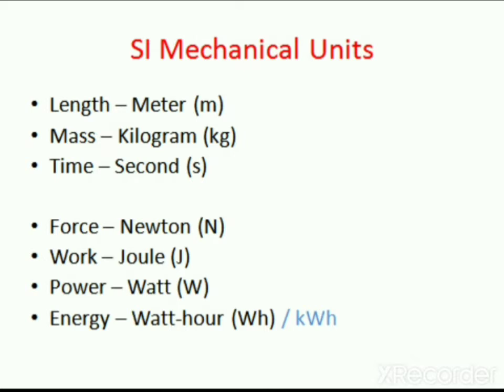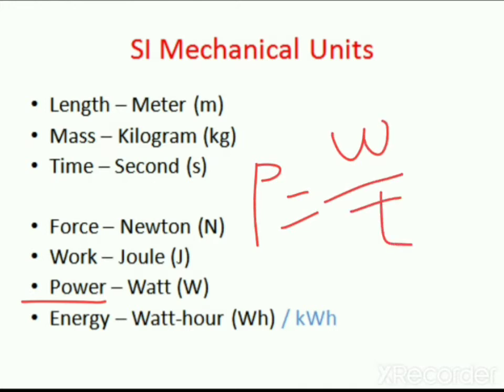Next is power. Power is the certain amount of work to be done in a time, that is the time rate of doing the work, and mathematically it is expressed as power equals work upon time, that is W upon T, and its unit is watt, and it is defined as the power obtained when 1 joule of work is done in 1 second.